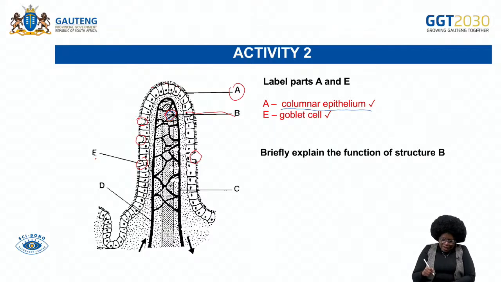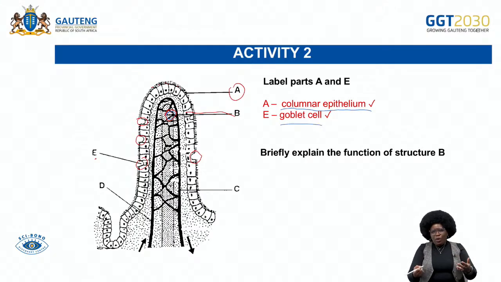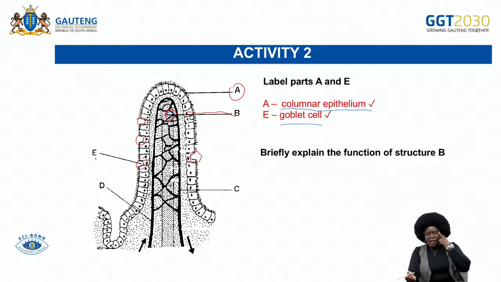And let's look at E. E, these are the goblet cells. By the way, goblet cells, what do they do? We are not asking this question, but you can tell us what they do. Goblet cells secrete what? Mucus. And mucus is going to do what? It's going to keep the area in the small intestines moist, right? And nutrients dissolve in it for maximum facilitation of the process of absorption.